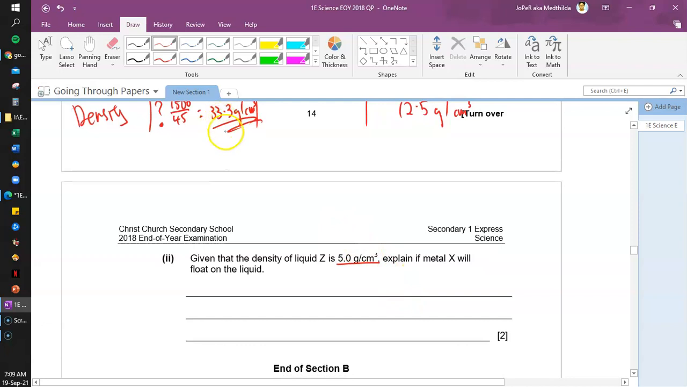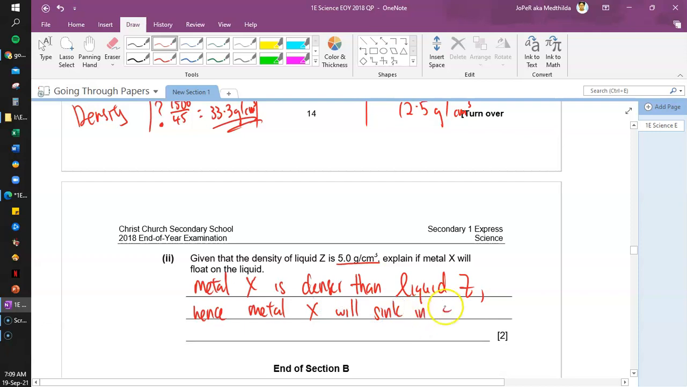So you can see obviously here, first thing you can say, metal X is denser than liquid Z. I mean, this makes sense, right? 33 compared to 5. Because it is denser, hence metal X will sink in the liquid, which means that it will not float. So this is how you're going to get your full 2 marks. So that's it.